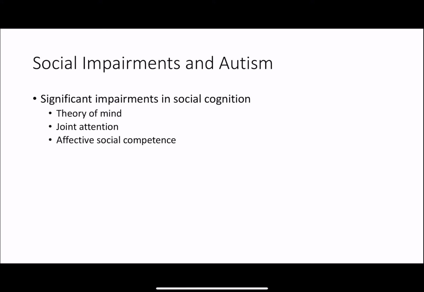Joint attention has to do with understanding people's intentions. So this includes eye contact, pointing, and looking at the same thing. So if you think about a typically developing child, when a parent points or looks, kids naturally follow their gaze. And kids with autism are much less likely to do this.